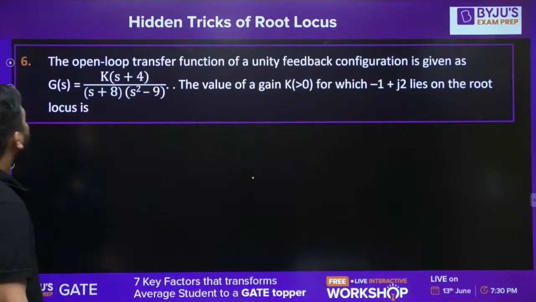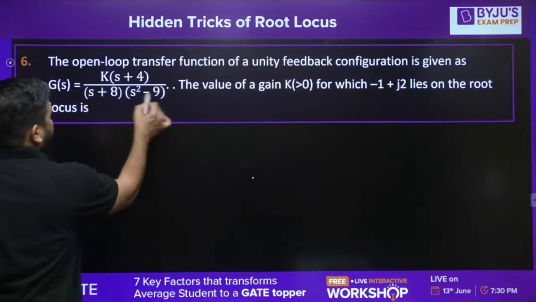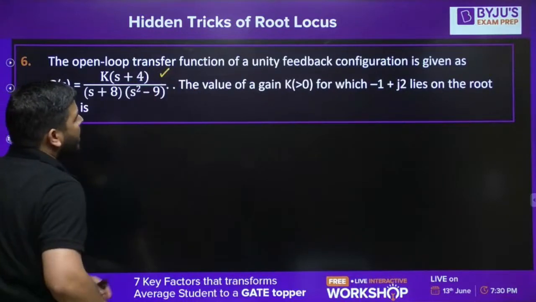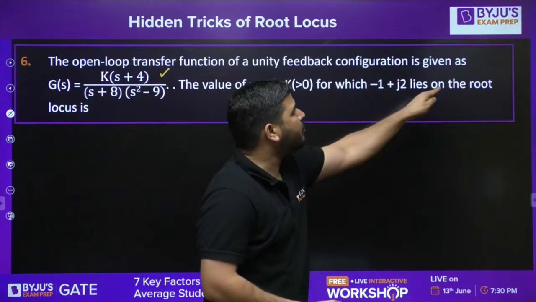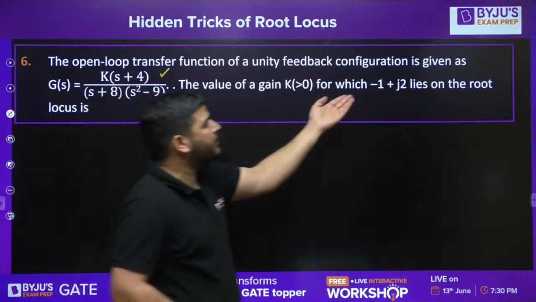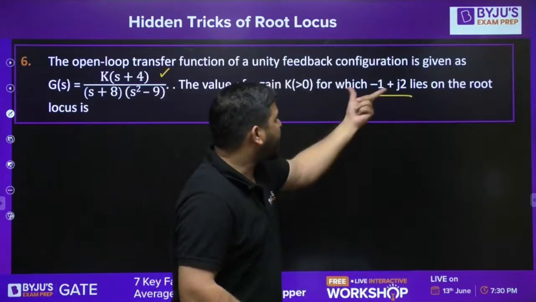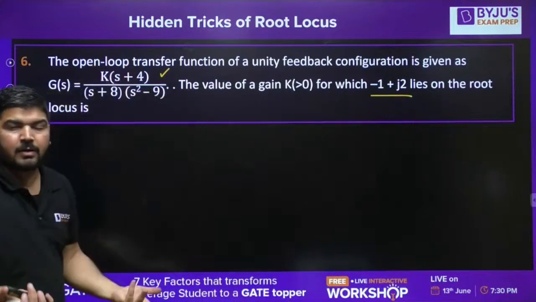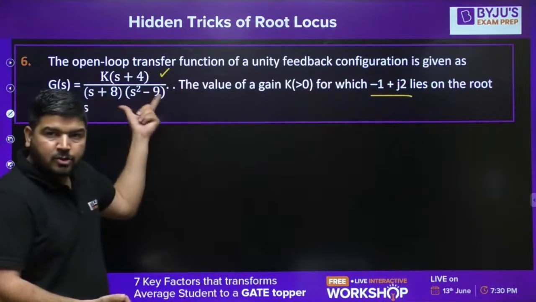Let's come to the next question. The open loop transfer function of a unity feedback configuration is given as this, okay? G(s)H(s) is given as this. Now, the value of K for which -1 + j root 2 lies on the root locus. How to calculate the k value if this point lies on the root locus? Simple. Use the angle and magnitude conditions. At this point, the magnitude of this function has to be 1, because it lies on the root locus.